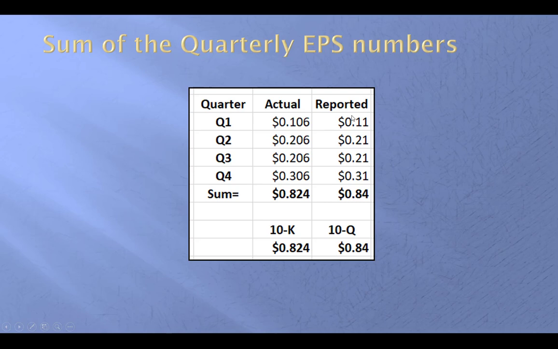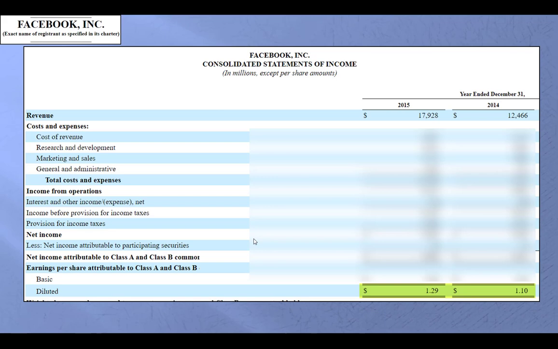They report 4 quarterly numbers, and the 4 quarterly numbers add up to 84 cents. In the annual report, the actual number would come to 82 cents, and so the sum of the quarterlies will not equal the number in the annual report. I thought we could look at this and see whether companies are stretching things or fudging a little bit, but then I made a little discovery that I'm going to share with you.